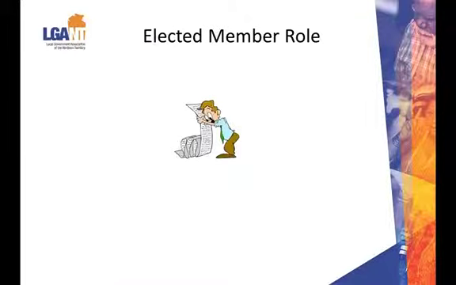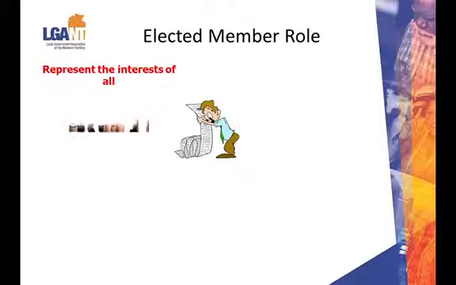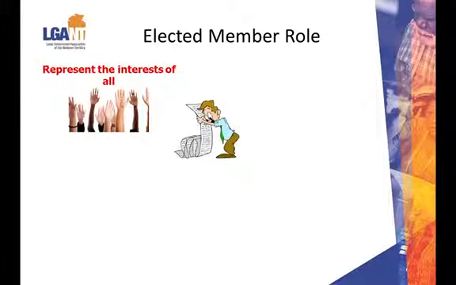Under Section 4 of the Local Government Act, the rule book for local government, the role of an elected member is made clear. These roles involve representing the interests of all the residents and the ratepayers in the region, not just one ward or one suburb. It involves providing leadership and guidance. And think about what this means to you.